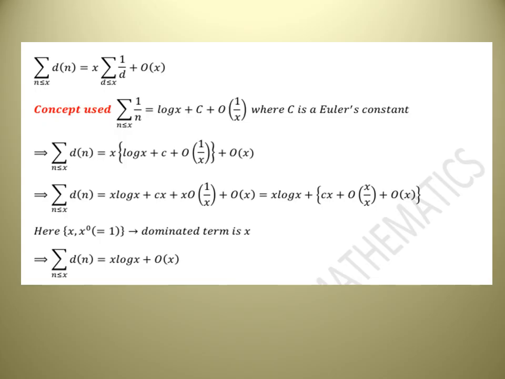Therefore, summation of d of n is equal to x log x plus cx plus big O of x by x plus big O of x. Among these values, x power 0 is equal to 1. So the dominant term is obviously x. Therefore, summation of d of n is equal to x log x plus big O of x. Hence the theorem is proved.